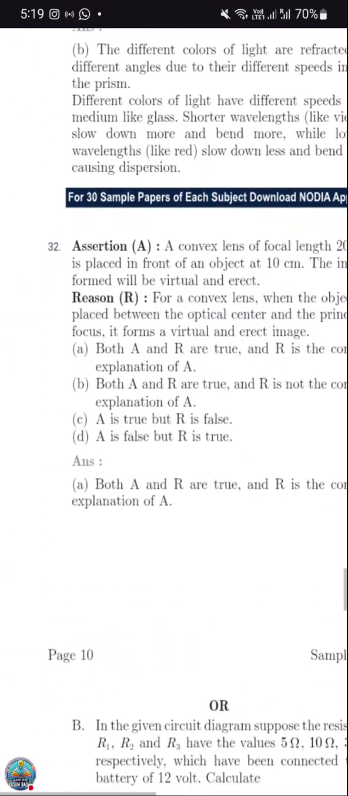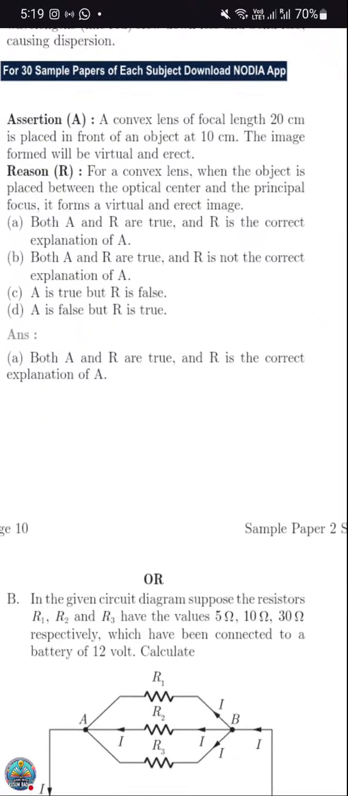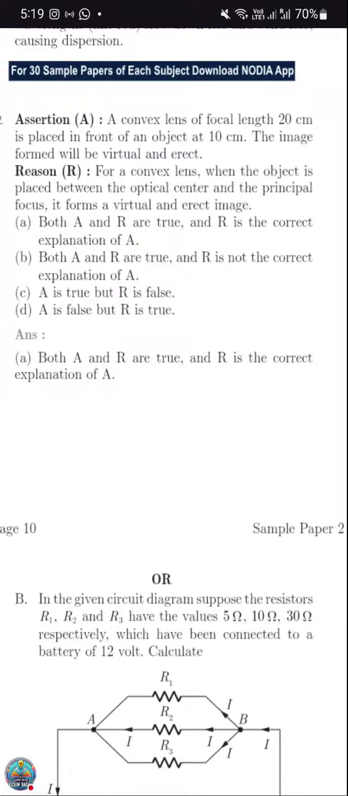Let's start with the 32nd question. A convex lens of focal length 20 centimeter is placed in front of an object. The object distance is given as 10 centimeter. The image formed will be virtual and erect. So here the object distance is 10, the focal length is 20. You can analyze the diagram here.